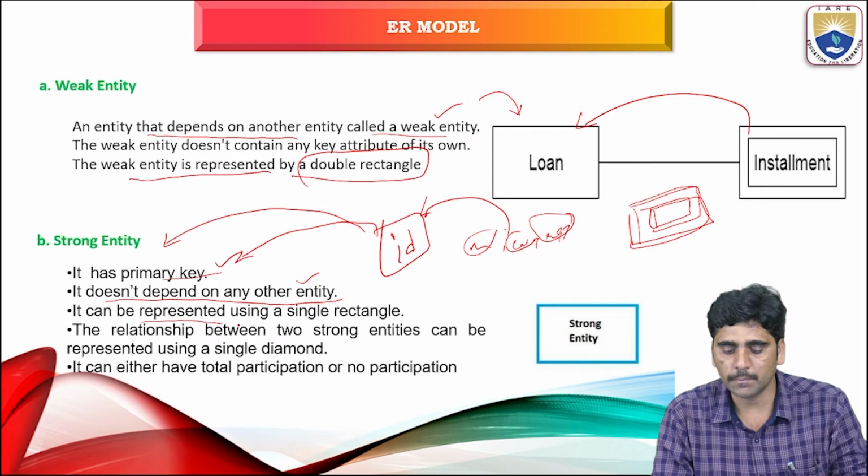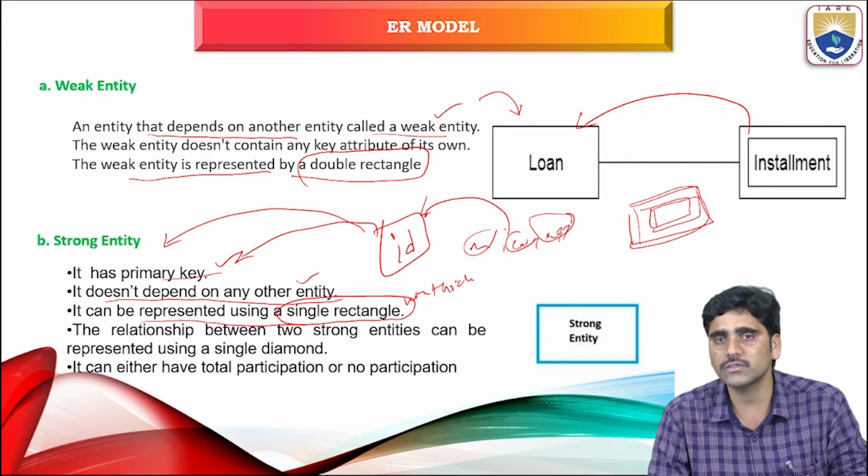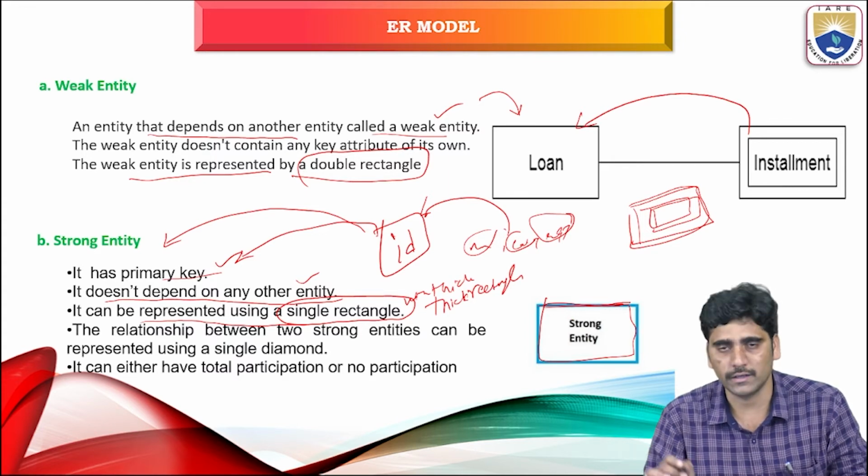And it can be represented using a single rectangle with thickness, that is, a thick rectangle. So the strong entity is represented with a thick rectangle. That means it doesn't depend on any other entity. It is strong, and it doesn't depend on any other entities.